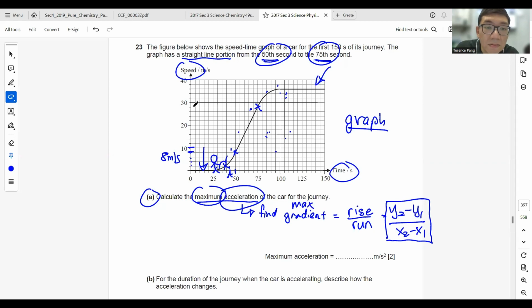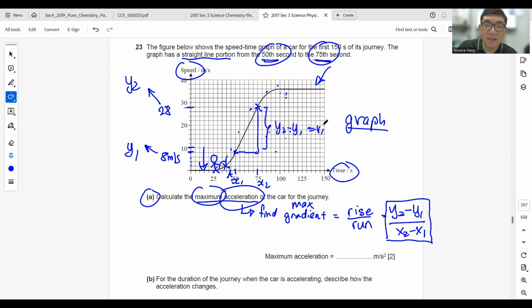At the 75th second it will give you 28. So this is your y2. This is your y1, purely in terms of gradient. You can draw your triangle. And then this is your x2, and this is your x1. So what do I mean by y2 minus y1? This is y2 minus y1.